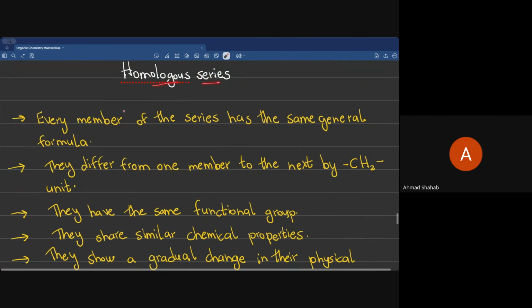And a homologous series is basically alkanes. Alkenes ये सारे जो families हैं of compounds, they are all homologous series. Alkane is one, alkene is one, alcohols are another, carboxylic acids are another.